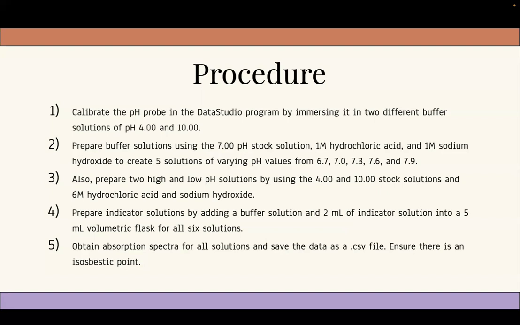Also, we prepared 2 high and low pH solutions by using the 4 and 10 stock solutions and 6 molar hydrochloric acid and sodium hydroxide. We then prepared indicator solutions by adding a buffer solution and 2 milliliters of indicator solution into a 5 milliliter volumetric flask for all 6 solutions. We then obtained absorption spectra for all solutions and saved data as a CSV file.